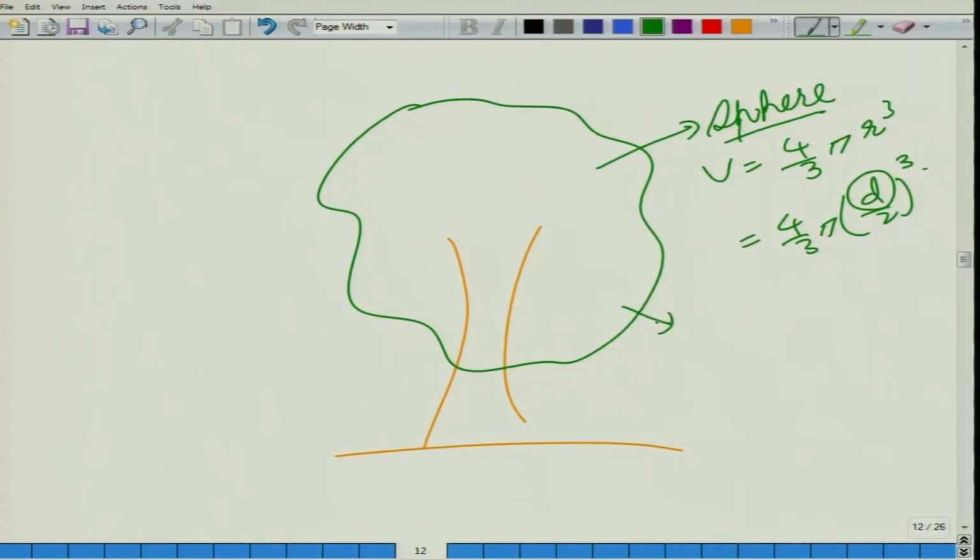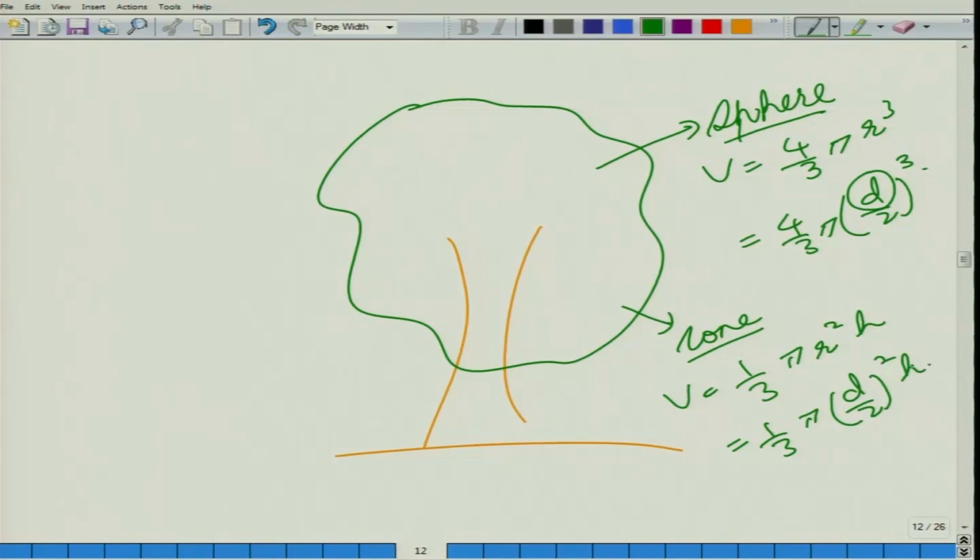Suppose you consider it to be a cone. So, if you consider it to be a cone, the volume will be given by 1/3 pi r squared h or 1/3 pi (d/2) squared h. So, in this case you will require two parameters to be measured, the diameter and the height, and you will be able to get the volume. Now, from the volume you can then calculate the biomass.